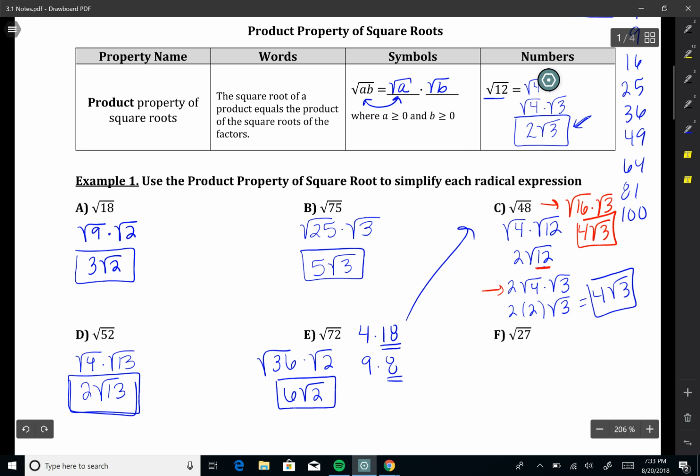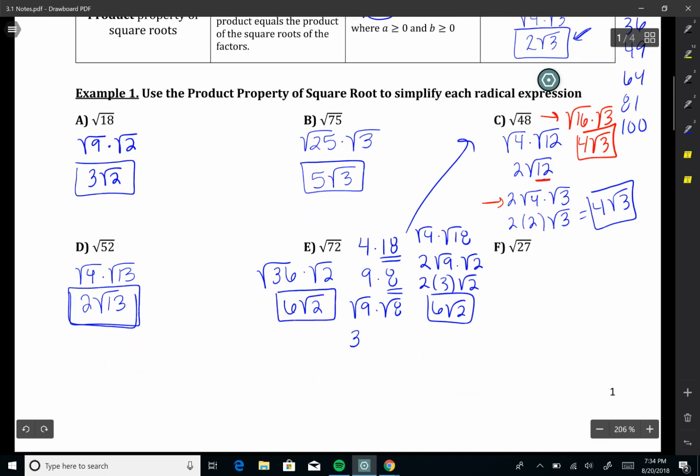I can show you the other two. If I did the square root of 4 times the square root of 18, the square root of 4 is 2. Then you could simplify 18 as the square root of 9 times the square root of 2, which would be 2 times 3 times the square root of 2. Well, 2 times 3 is 6 times the square root of 2. I could do it that way. If I did 9, I'd do the square root of 9 times the square root of 8, which is 3, and then the square root of 8 is the square root of 4 times the square root of 2, and the square root of 4 is 2, and then I have times the square root of 2, and 3 times 2 is 6 times the square root of 2. So I could have done any of those ways, but making sure that I get all the way down to the end.